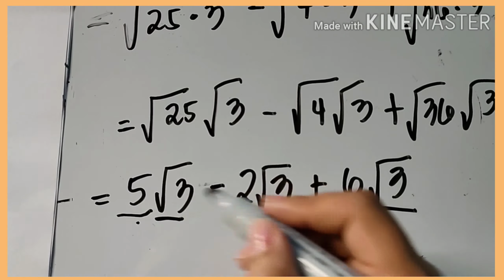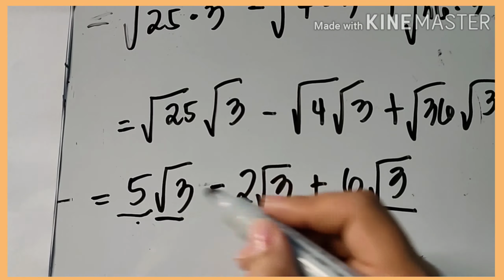So now we can simplify this one, because we can still combine those numbers. Using the distributive property, we have the square root of 3 as their common term, so let's combine the like terms. We have 5 minus 2 plus 6, and then square root of 3. So now let's simplify this one. Let's do the operation. 5 minus 2 is equal to 3.